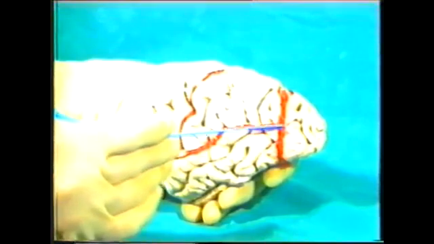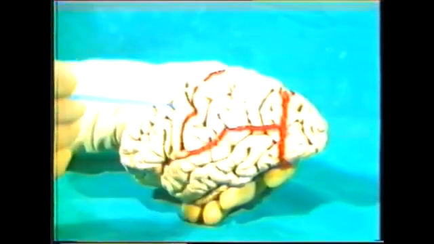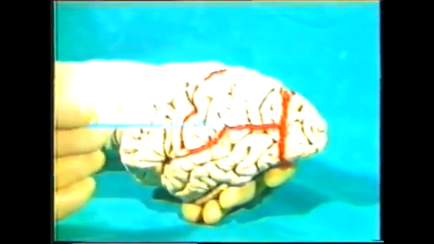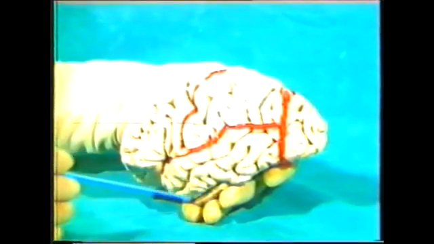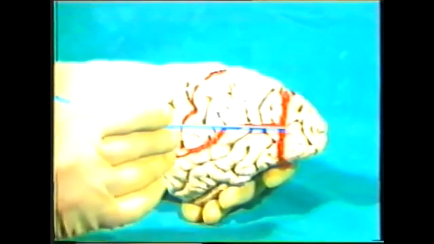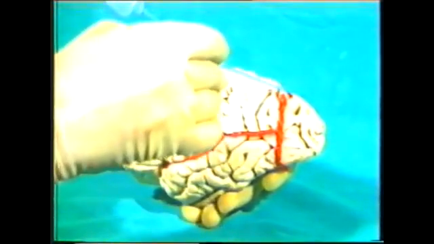This is the parietal lobe behind the central sulcus. This is the temporal lobe below the posterior ramus of the lateral sulcus. And this is the occipital lobe behind the line of the parieto-occipital sulcus.